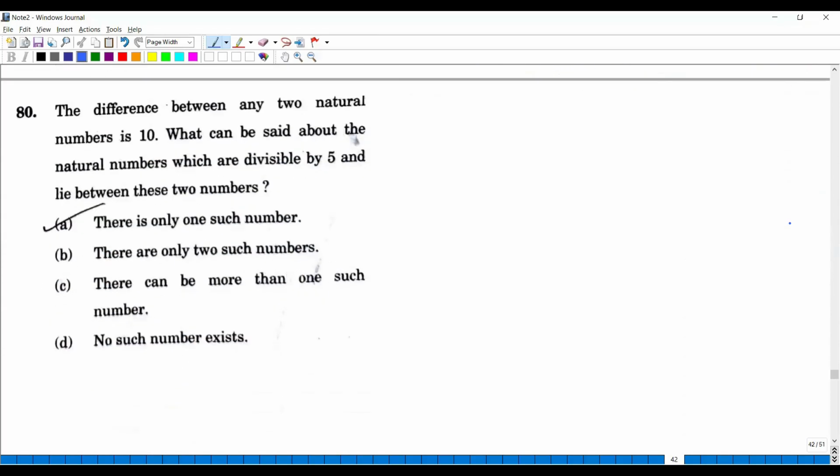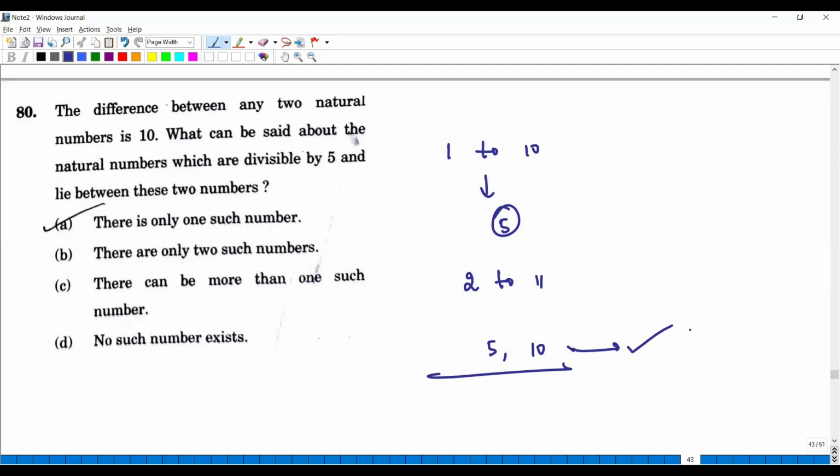The difference between any two natural numbers is 10. What can be said about the natural numbers which are divisible by 5 that lie in between these two numbers? If I take 1 to 10, there is only one number which is divisible by 5. But if I take 2 to 11, then there are two numbers, because one is 5, another one is 10. So you can say it can be one number or it can be two numbers. You can't say only one number, only two numbers. This is false, this is false. There can be more than one such number. So "can be" is a safe statement. Some cases it will be one, some cases it will be two.